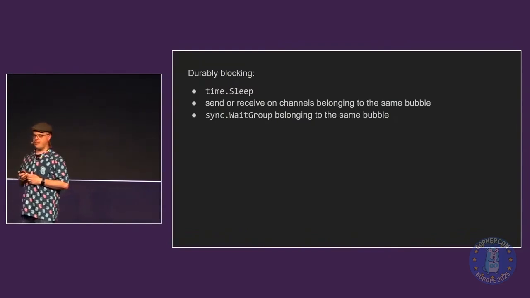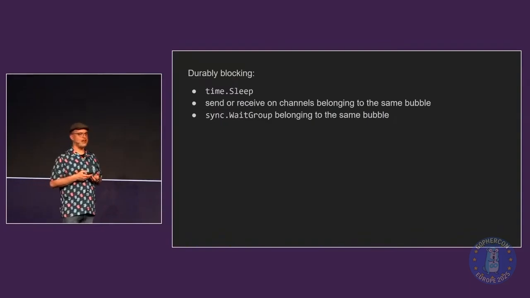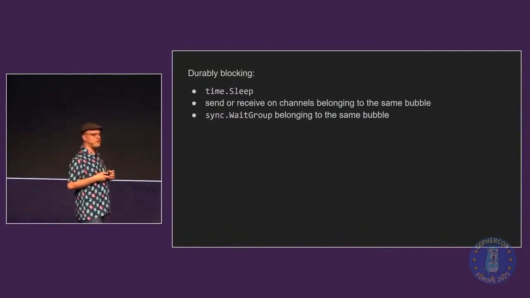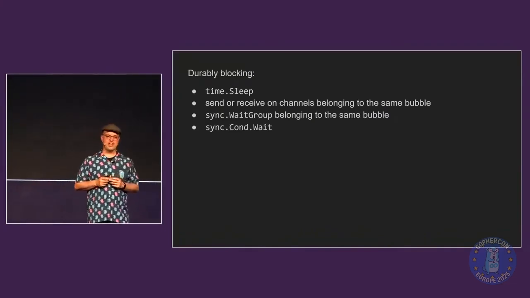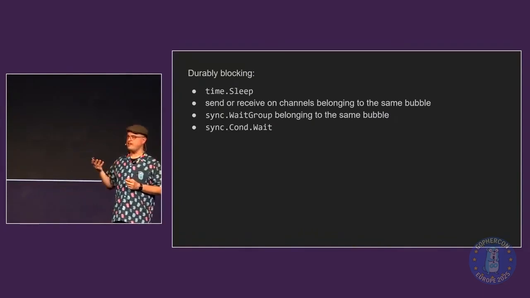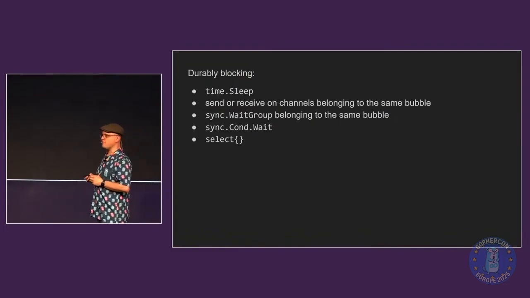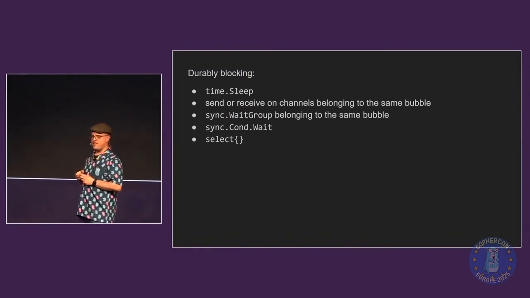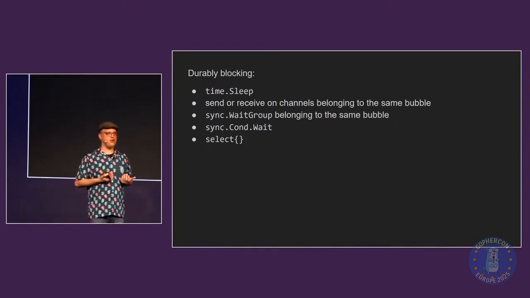And as with channels, waiting on a weight group belonging to the same bubble is durably blocking, and waiting on one outside is not. Calling add on a weight group belonging to a different bubble is an error. Waiting on a sync.cond is always durably blocking. Waking up a goroutine waiting on a cond in a different bubble is an error. And finally, an empty select is durably blocking. And that's the complete list of durably blocking operations. It isn't very long, but it's enough to handle almost all real-world programs.